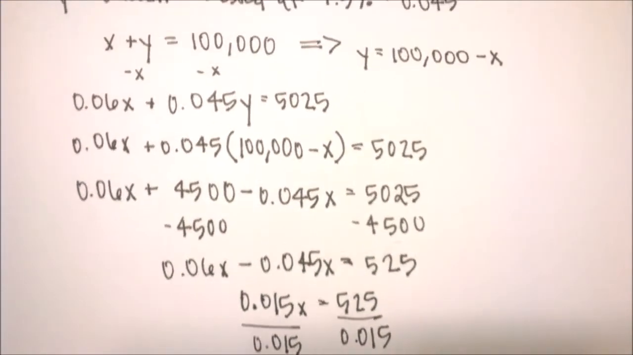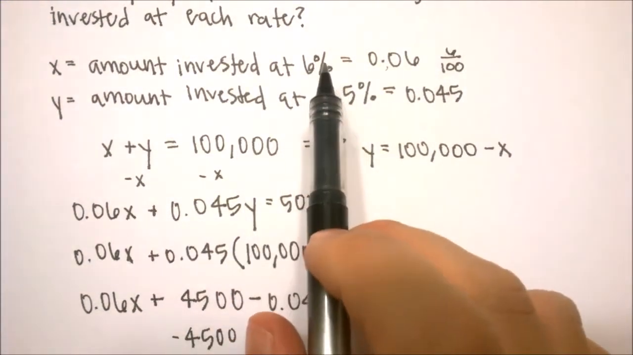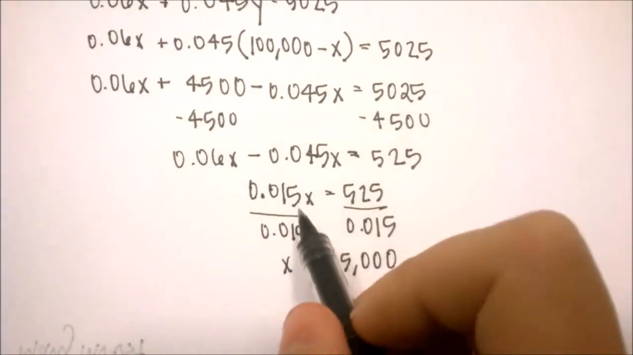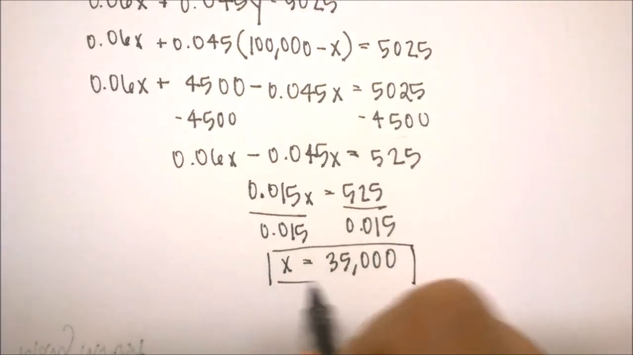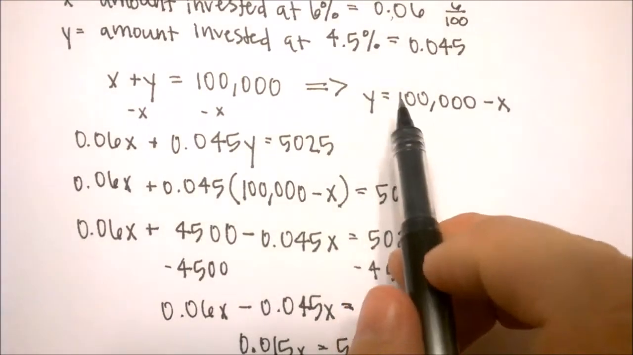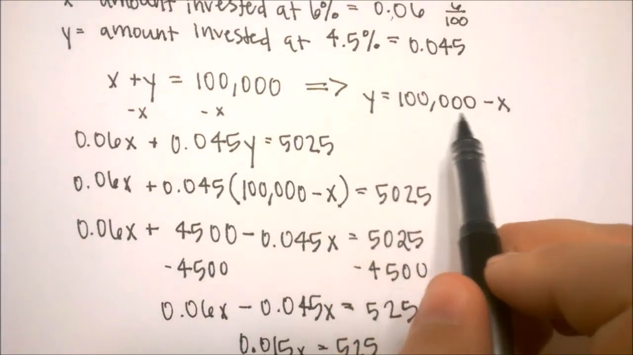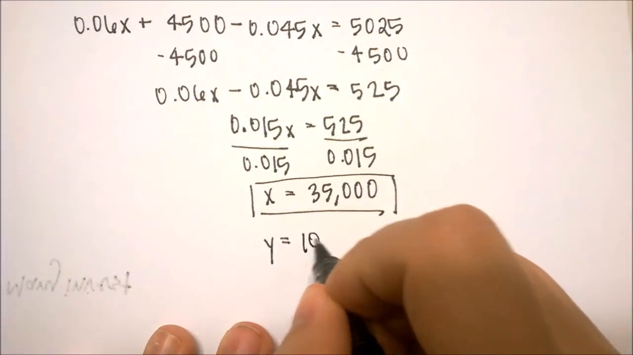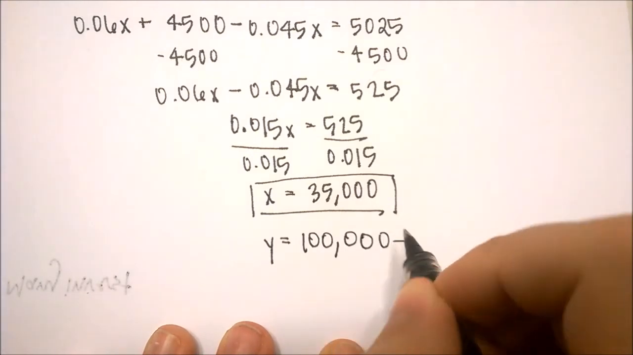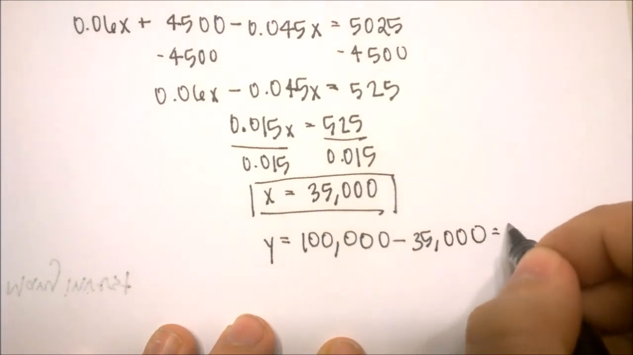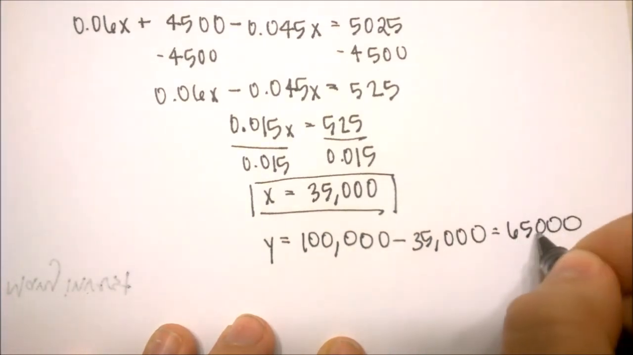Well, what was x? Remember, x was the amount invested at 6%. So now we know that Mary invested $35,000 at 6%. So there's one answer. But how do we find how much she invested at 4.5%? Well, we have y in terms of x, right? y equals 100,000 minus x. So all we have to do is say y equals 100,000 minus 35,000. So that gives us $65,000.